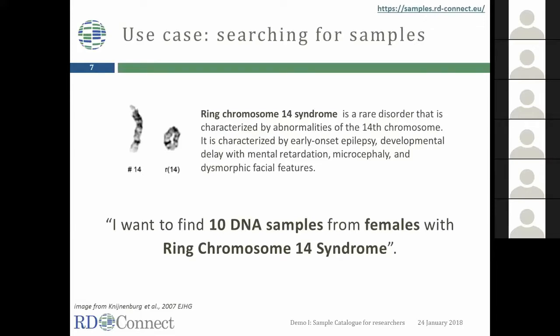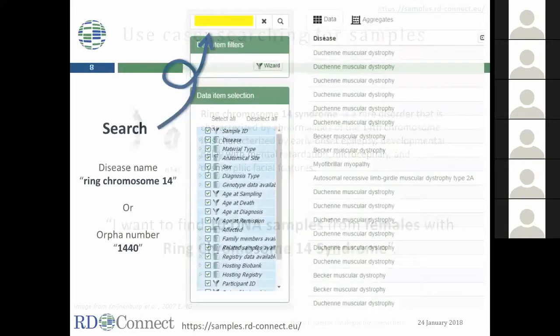And now I just want to run through a quick use case to show you what researchers can do with this tool. So, for example, if I want to find 10 DNA samples from females with ring chromosome 14 syndrome, how would I go about looking for that in the sample catalogue?